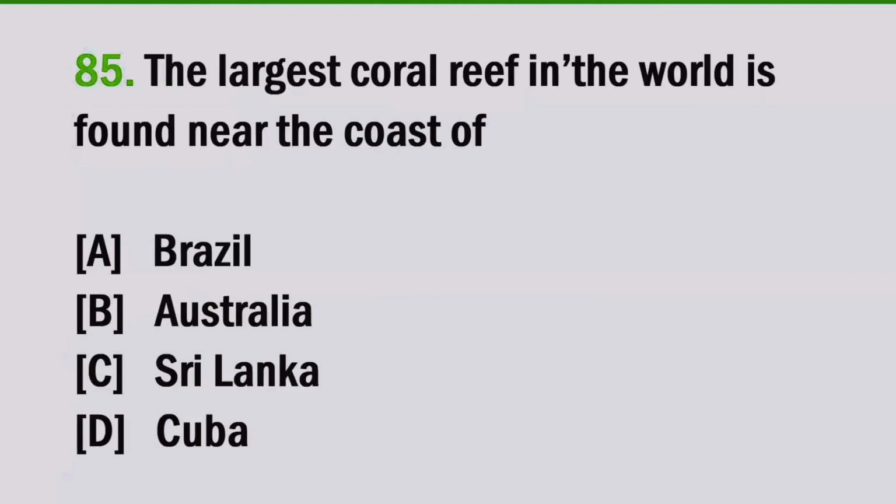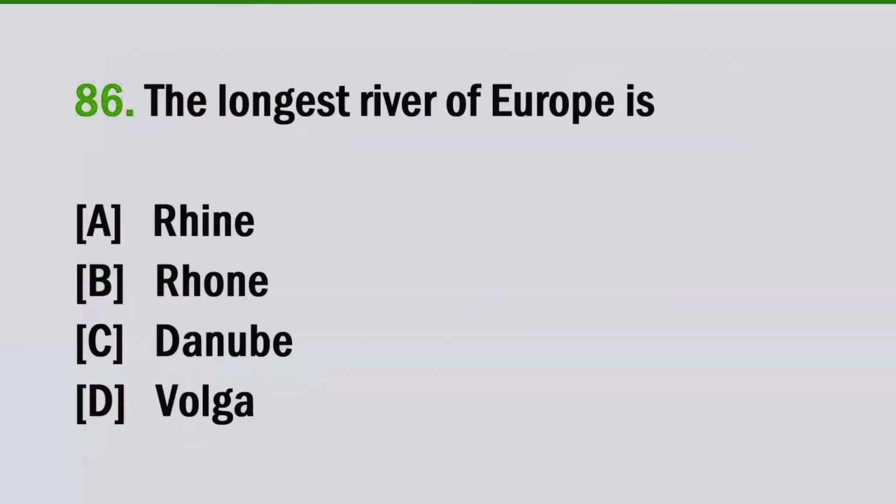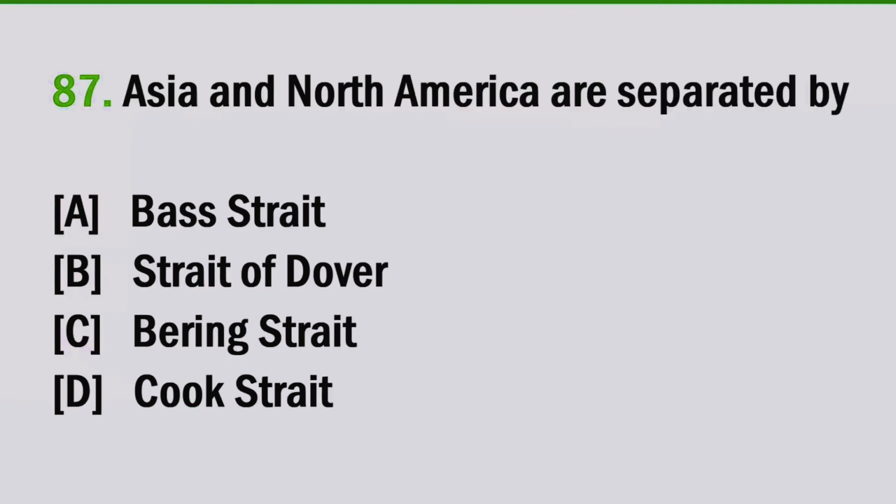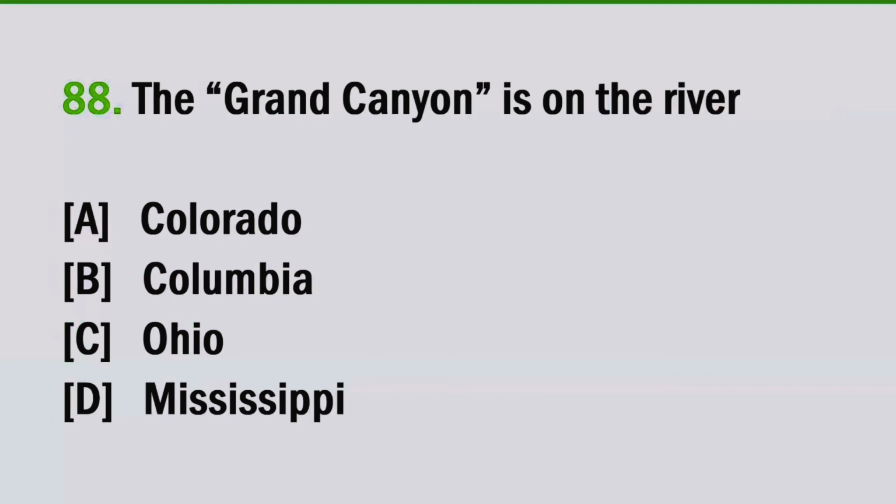The largest coral reef in the world is found near the coast of. Answer B. Australia. The longest river of Europe is. Answer D. Volga. Asia and North America are separated by. Answer C. Bering Strait. The Grand Canyon is on the river. Answer A. Colorado.